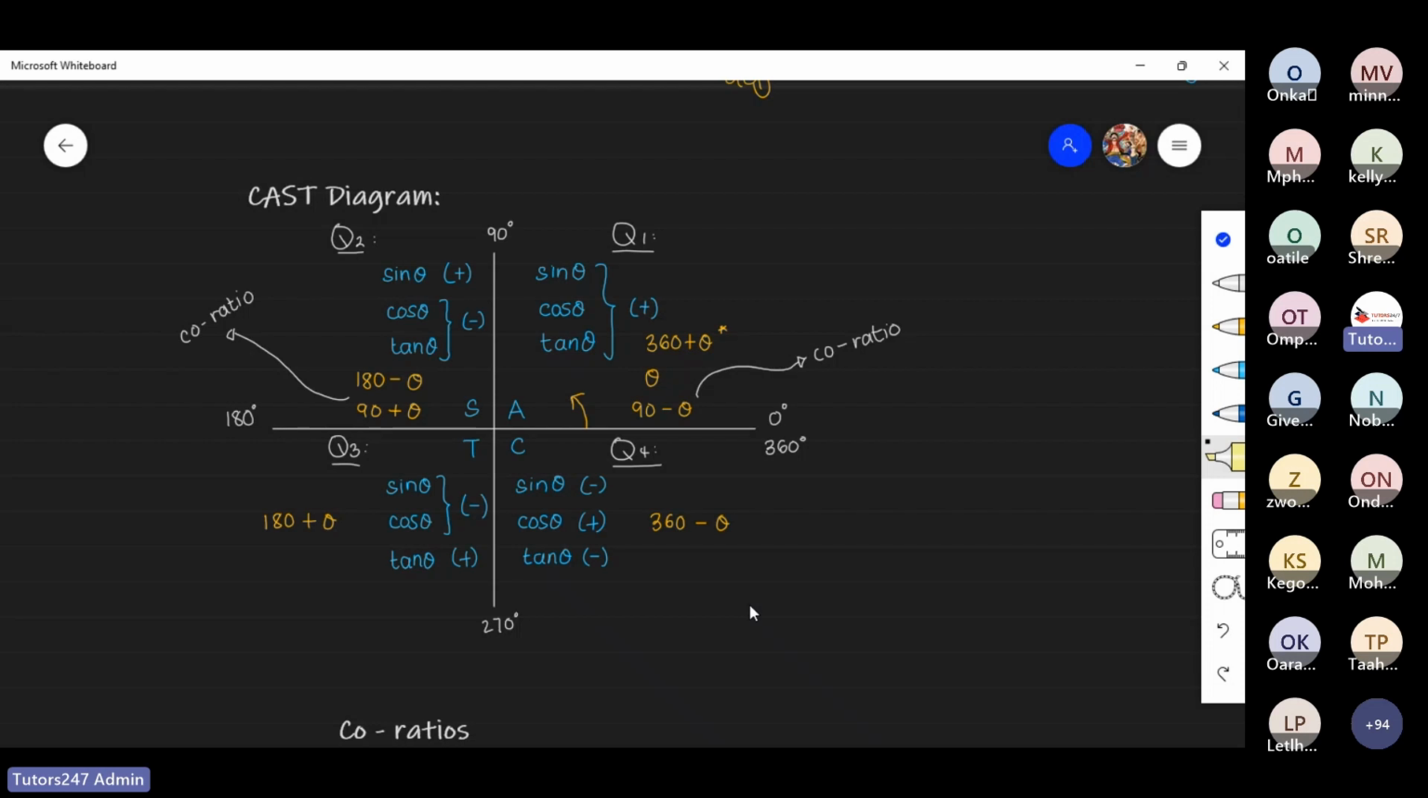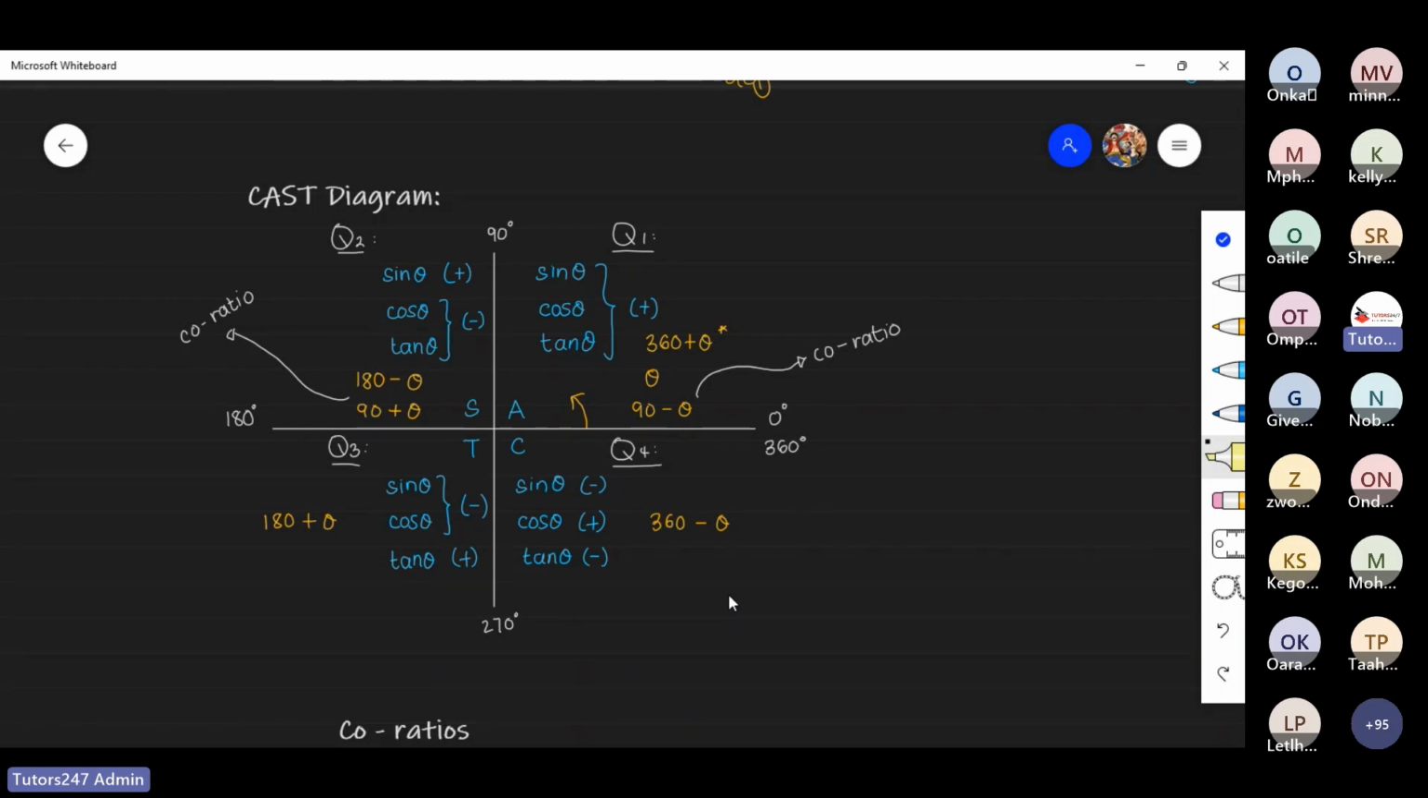Now, when we move into quadrant 2, we've got a reduction formula of 180 minus theta and 90 plus theta. The 90 plus theta is our co-ratio within quadrant 2. Within quadrant 3, our reduction formula is 180 plus theta, and within quadrant 4, our reduction formula is 360 minus theta.